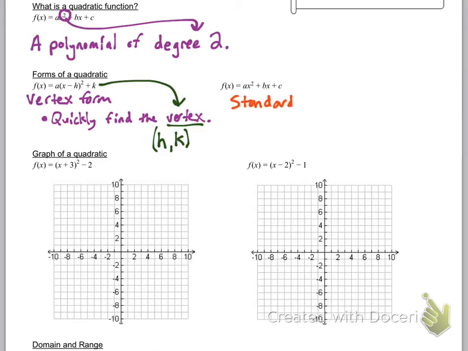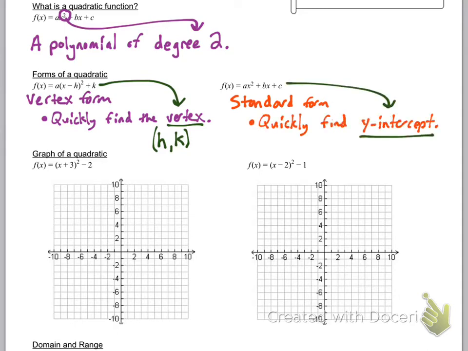All right, the other form is called standard form. This is what you normally see quadratics in, and that's a way you can quickly find the y-intercept, for example. In this case, it is c, so whatever doesn't have an x on it, you can find c. And the reason for that is because if you plug in 0 for x, that's the y-intercept, and anything multiplied by an x is going to be 0, so all you're left with is c.